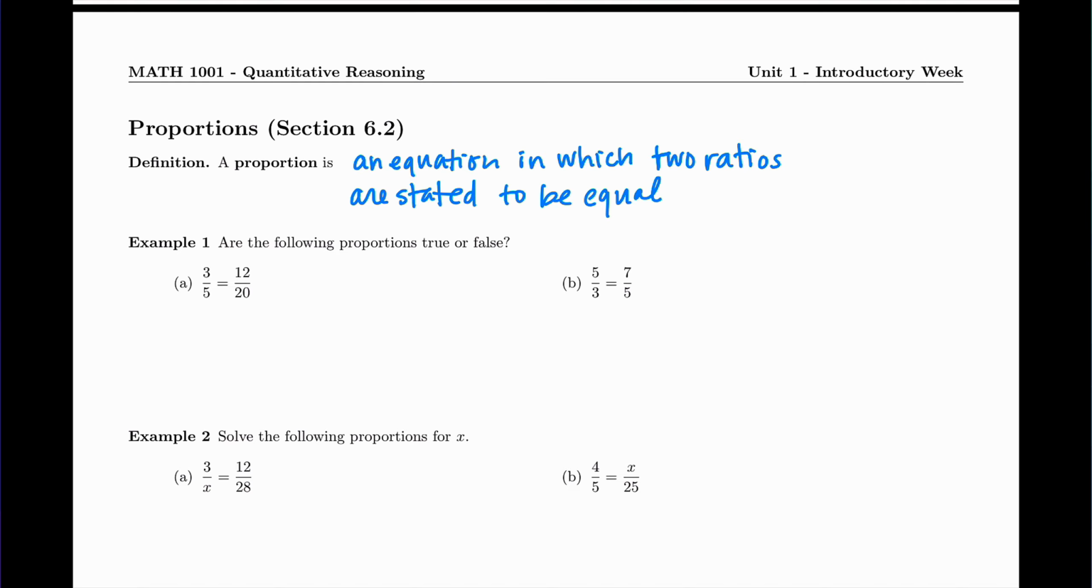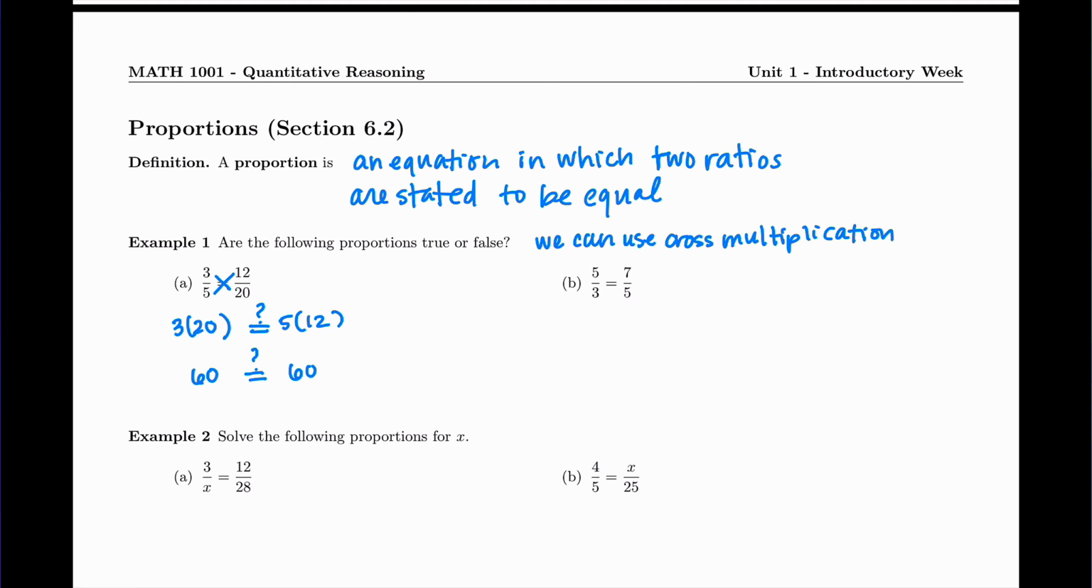Example 1. Are the following proportions true or false? Which means, are the following proportions showing equal ratios? We can do this using cross multiplication. So, what we'll do is use cross multiplication. We'll have 3 times 20. We're going to check to see, is that equal to 5 times 12? 3 times 20 is 60. 5 times 12 is also 60. So, yes, true. This is a true proportion.